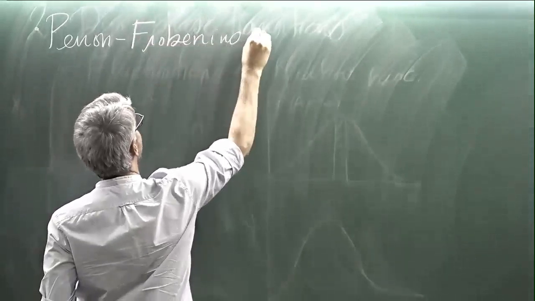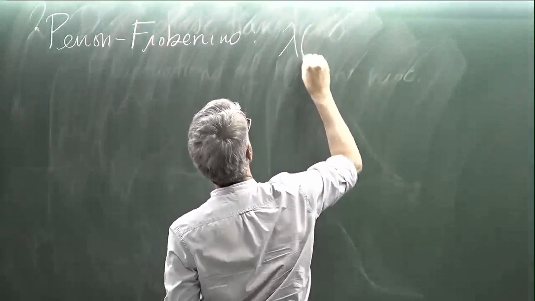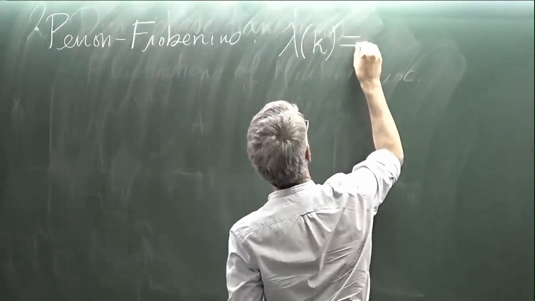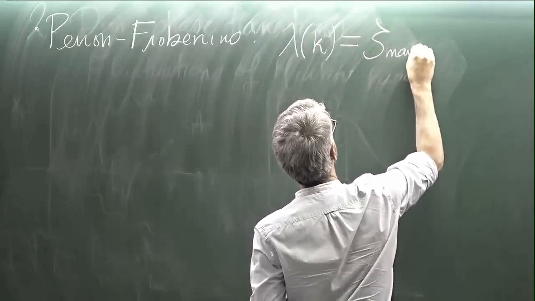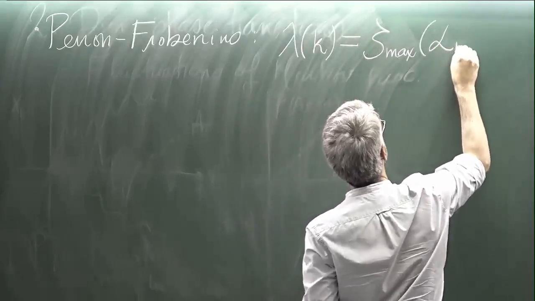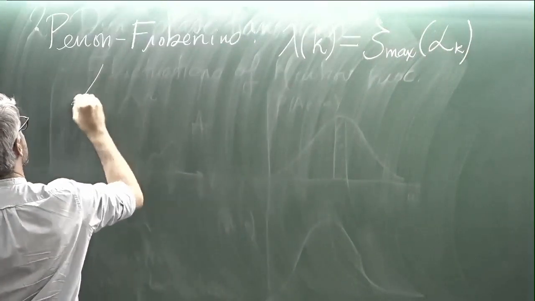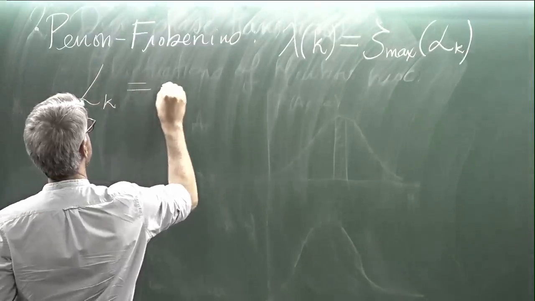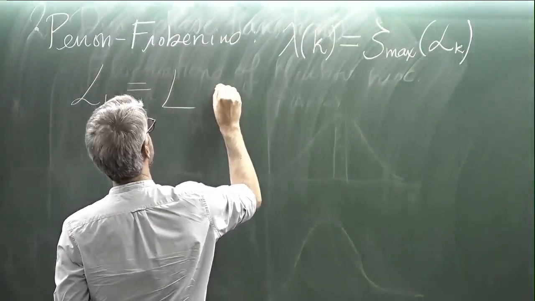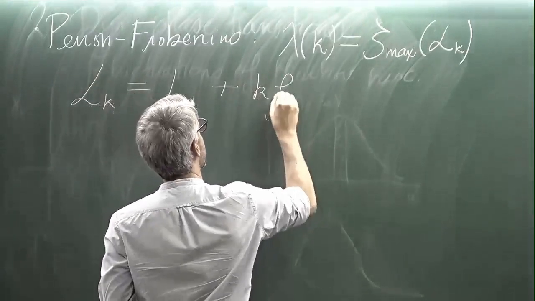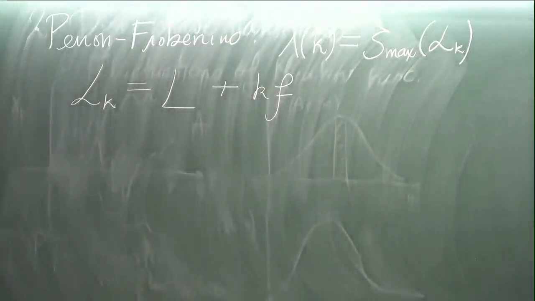So this is a kind of Perron-Frobenius result. I'm not going to prove this, but it is a nice result. The lambda k for a Markov process is a dominant eigenvalue. It's the largest eigenvalue of some linear operator. We call this operator the tilted generator, and it is the original generator of the process plus k f, where f is the f here.